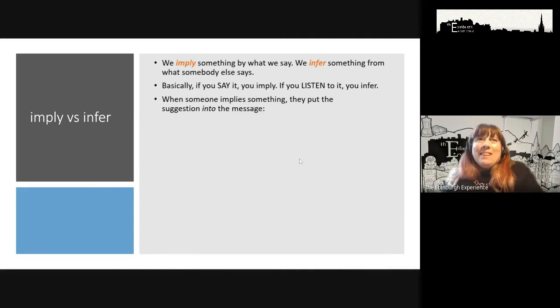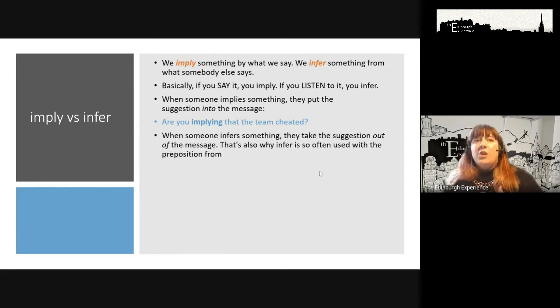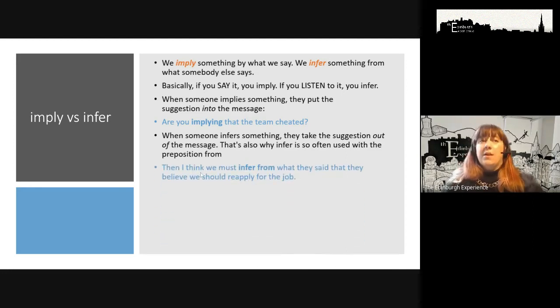So when you imply something, you don't say something directly. You put a suggestion into the message. For example, are you implying that the team cheated? I'm not saying it directly, I'm suggesting that. When you infer something, you take suggestions out of that message. So that's why we usually use infer with the preposition from. You infer something from. So, for example, I think we must infer from what they said that they believe we should reapply for the job. So I think we must understand that what they were suggesting is we should reapply for the job.